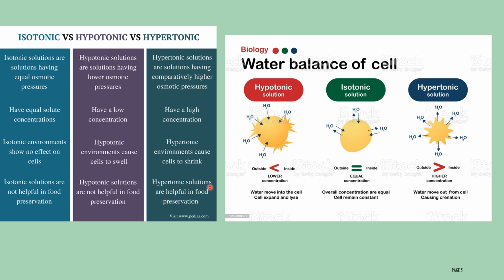Last one is hypertonic solutions are helpful in food preservation. Coming to the case of a hypertonic solution, the removal of water will take place. If water is not there in the cell, if water comes out from the cell, then it will cut off the growth of microorganisms and stop their growth. This is the better case to store the food. Therefore, these are the main differences between isotonic, hypotonic, and hypertonic solutions.